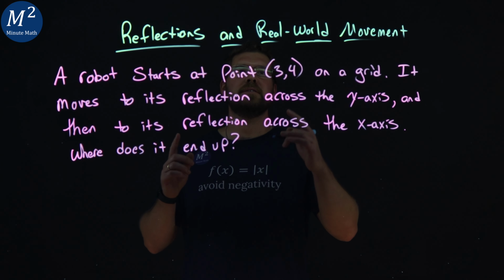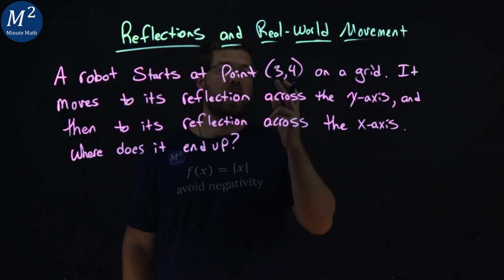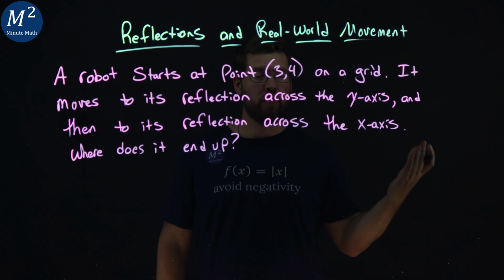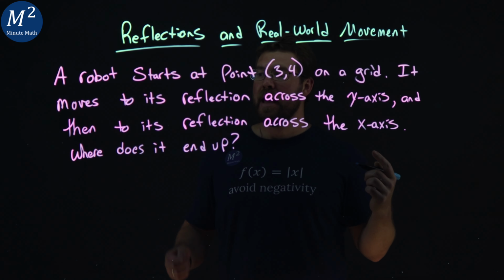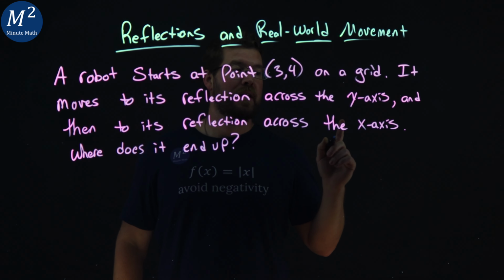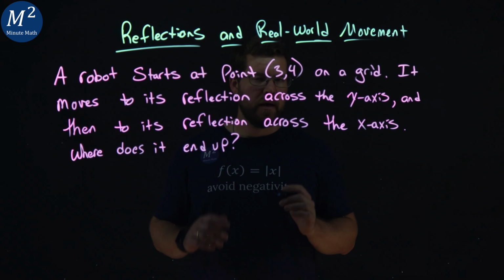Let's learn about reflections and real-world movement. A robot starts at a point (3, 4) on a grid, and moves to its reflection across the y-axis and then to its reflection across the x-axis. Where does it end up? Let's get a visual here.